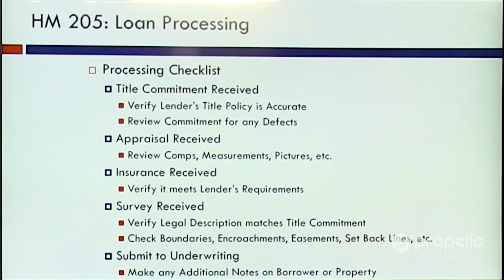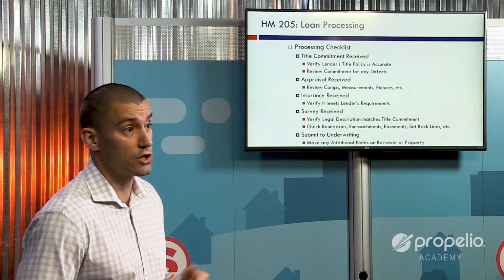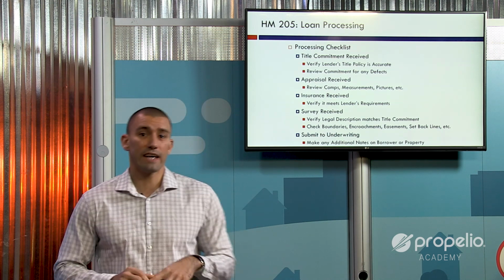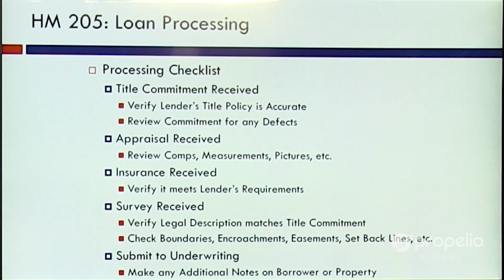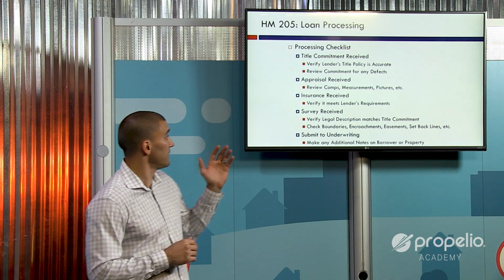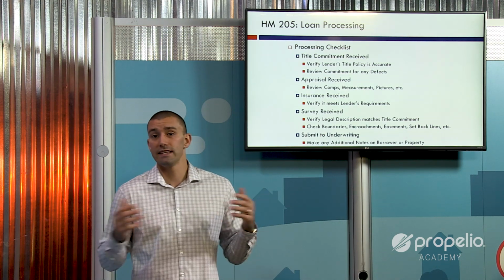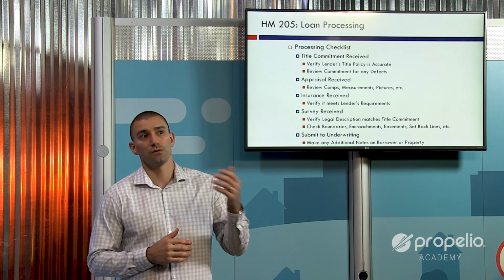Now I'll go through all those processing items coming in the door, coming back out, from the request to actually receiving it. So once the title company has sent the commitment, the lender is going to review it and verify that the policy is accurate. They're going to make sure that they review it and see if there are any defects on the different schedules. Schedule C would be the most important. I'll get into that a little bit later.